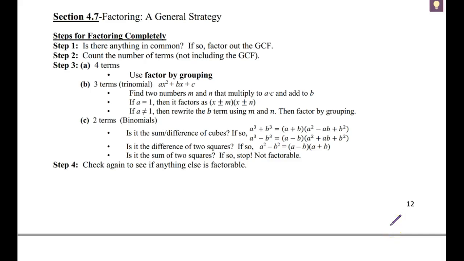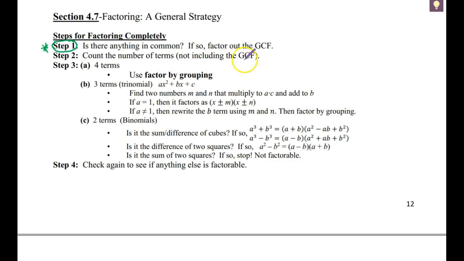In this video, we're going to be talking about factoring completely, so using a general strategy for our factoring. The first step you're always going to do is look for GCF. This is the number one most forgotten step. So is there anything that all of your terms have in common? Look for that first.